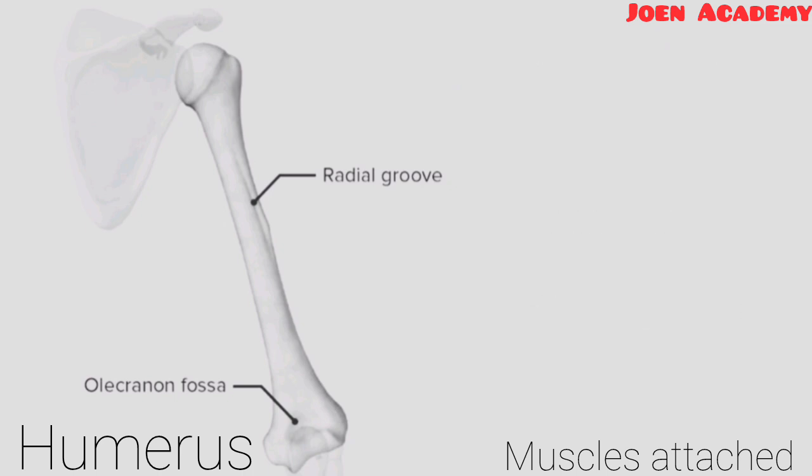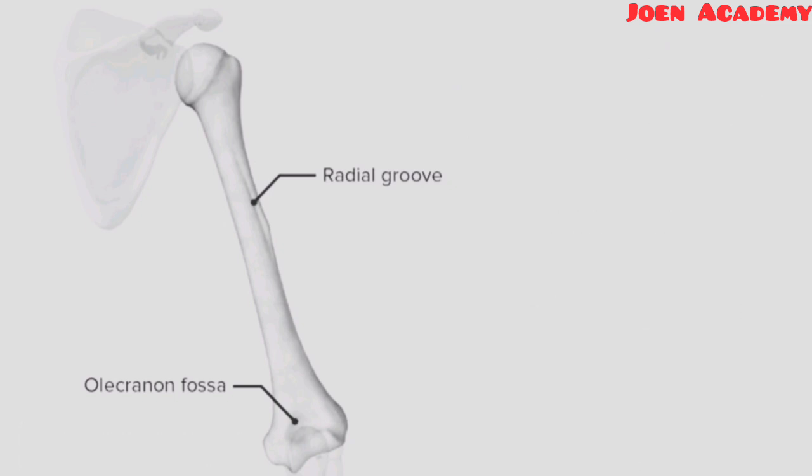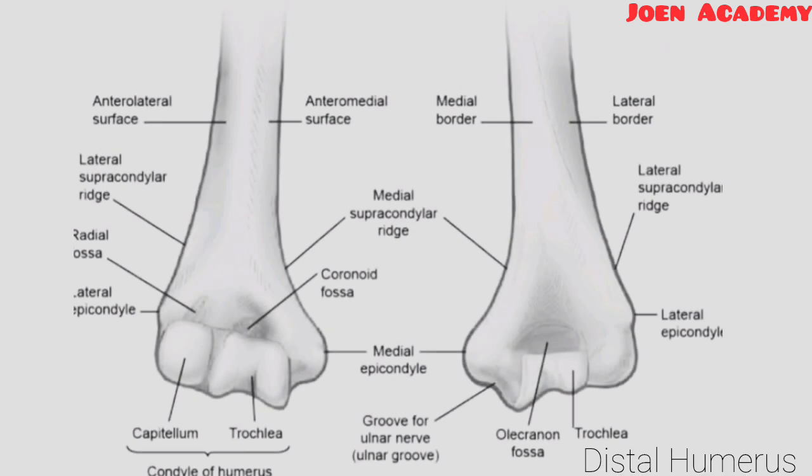Posteriorly, we have medial and lateral heads of the triceps. Let's have a look at the distal region of the humerus. The lateral and medial borders of the distal humerus form medial and lateral supraepicondylar ridges. The lateral supraepicondylar ridge is more roughened, providing the site of common origin of the forearm extensor muscles.